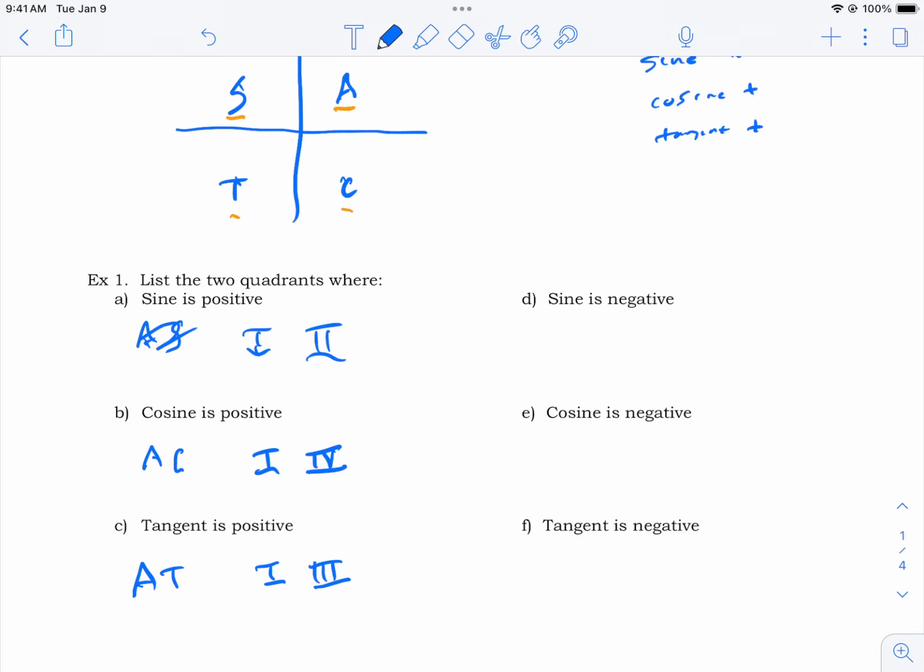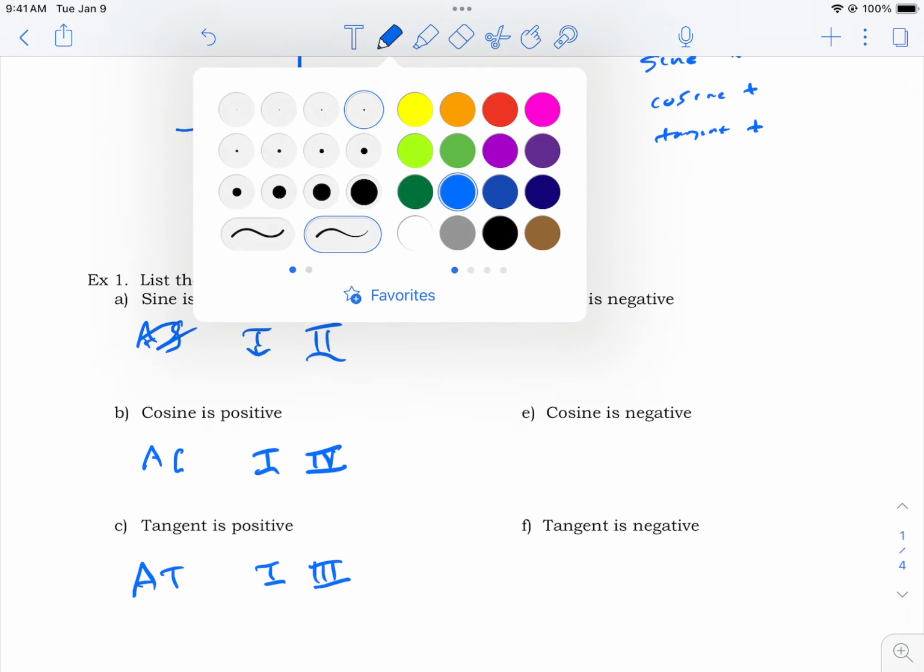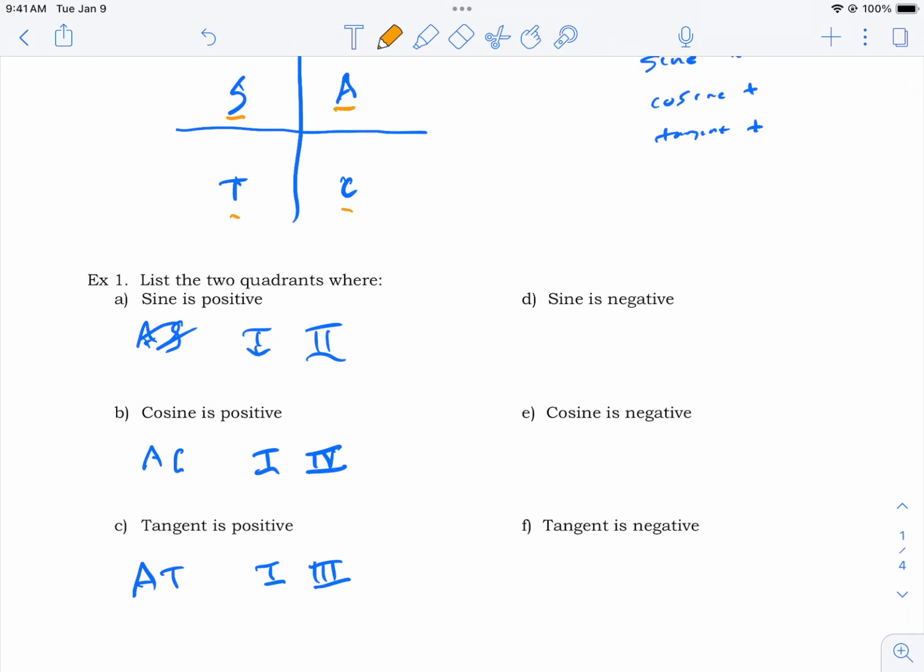Now if I ask the other questions over here, sine is negative. Let's switch colors maybe. Sine is negative. Well, it must be negative in the other two quadrants. So if it's positive in 1 and 2, it must be negative in 3 and 4. That makes sense, right? And if the cosine is positive in 1 and 4, it must be negative in 2 and 3. And if the tangent is positive in 1 and 3, it must be negative in 2 and 4.